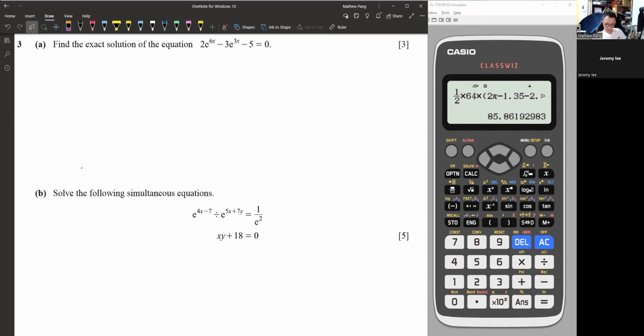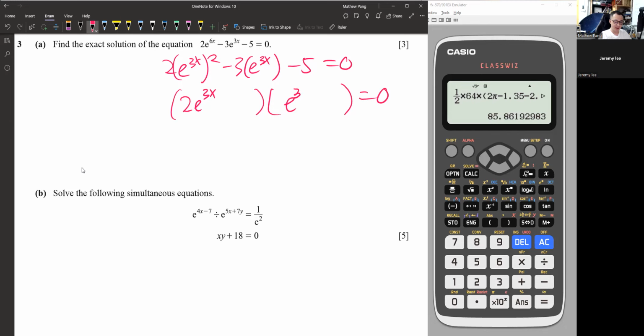Right, got the answer already. Very good. So basically this is a quadratic equation. So this is 2e to the power of 3x, squared, minus 3e to the power of 3x minus 5 equals 0. Just imagine this is some y. So I can factorize it. So this is 2e^3x and e^3x. I'm going to get 3 here, so I should get 5 and 1, minus and plus.